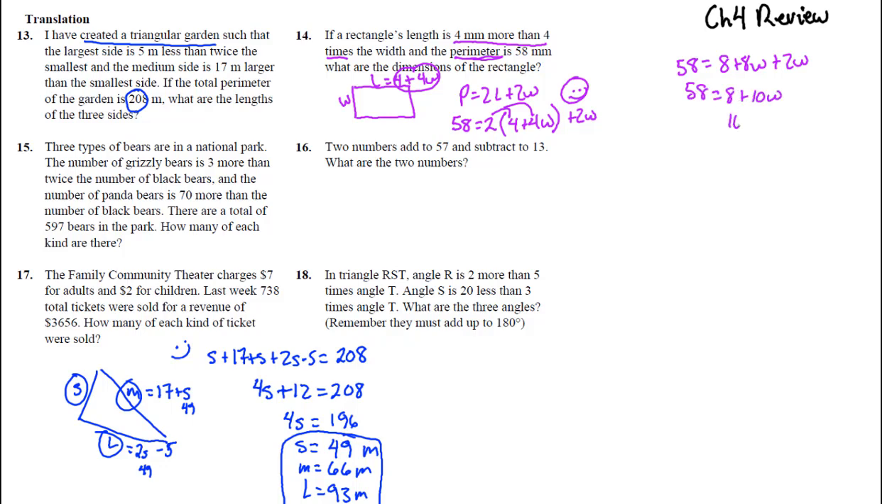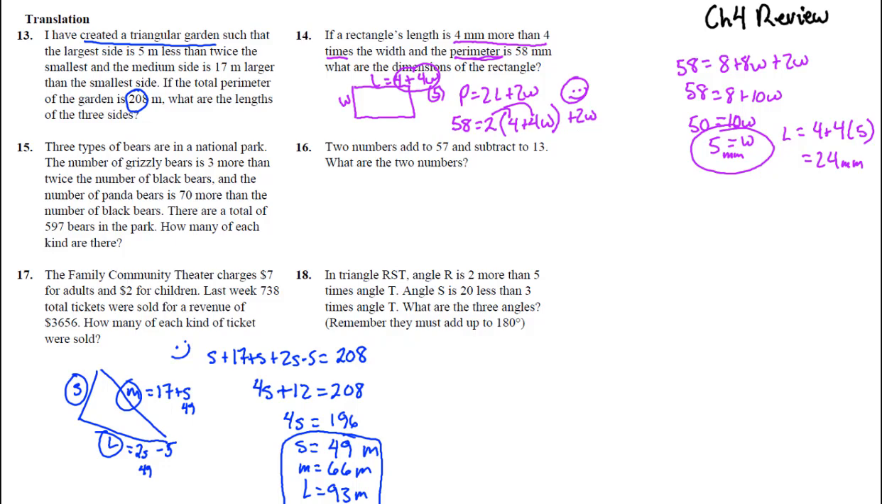Subtract 8, that's 10W equals 50, and then W equals 5. So the W is going to be equal to 5 millimeters. Let's not forget the units on our answer. So if we stick in 5 right there, the length is going to be 4 plus 4 times 5, 4 plus 4 times the width. So that's 24 millimeters. Excellent.